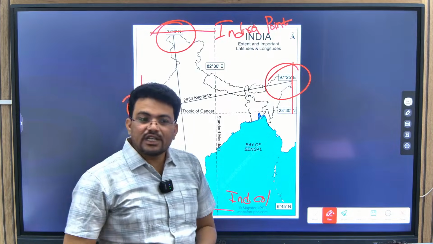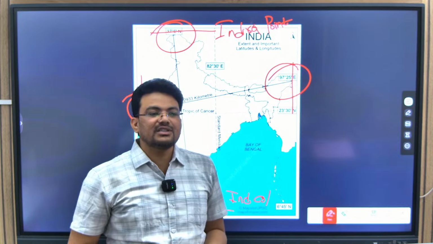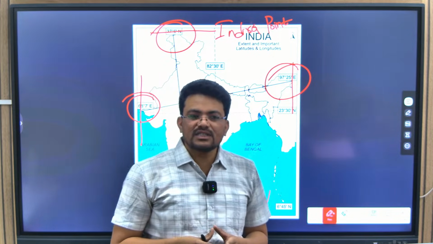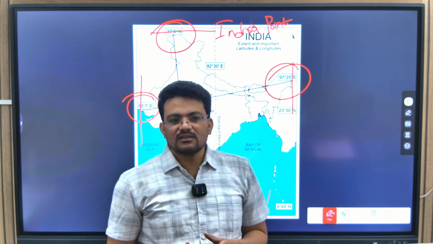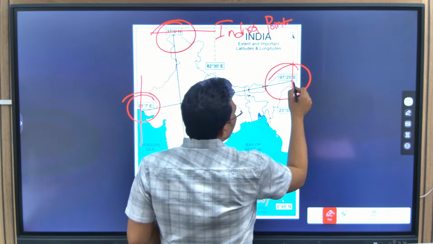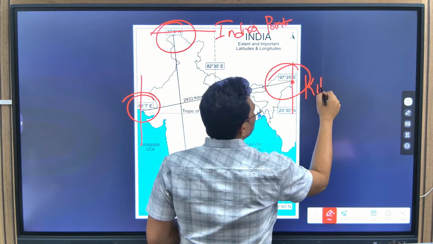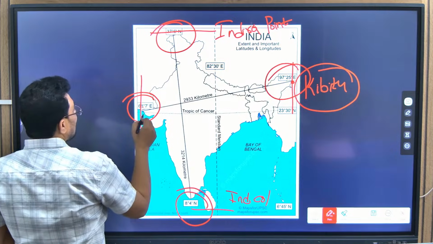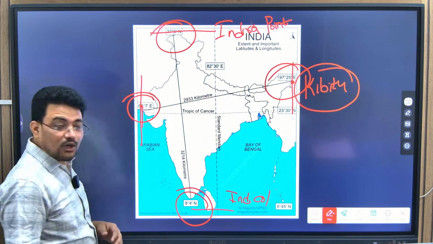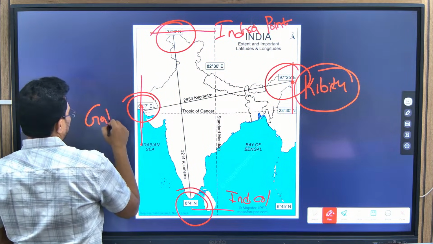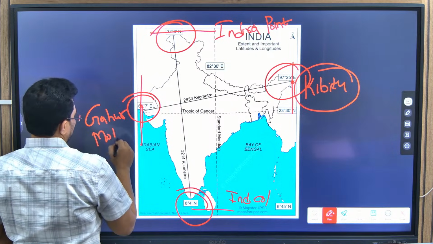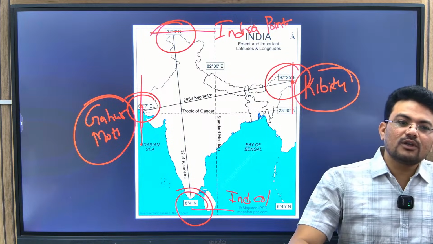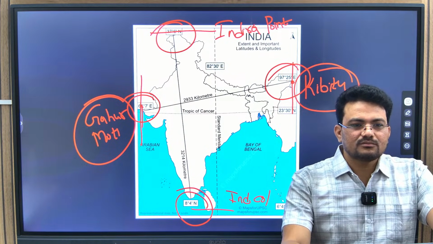Easternmost, see, this has already been asked in the UPSC examination in 2023. What are the easternmost and westernmost states? Easternmost state is Arunachal. Westernmost is Gujarat, not Rajasthan. But then there is a point also. This point is called Kibithu. And then the westernmost point, Guhar Moti. Good, Vinay. So these are the 4 points of India.